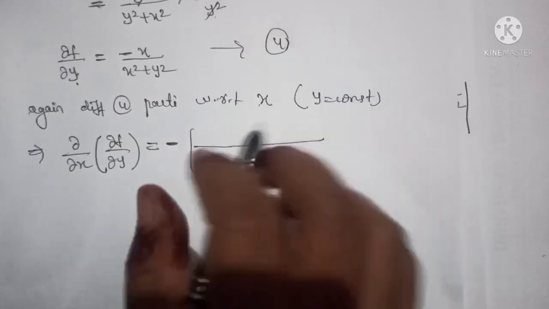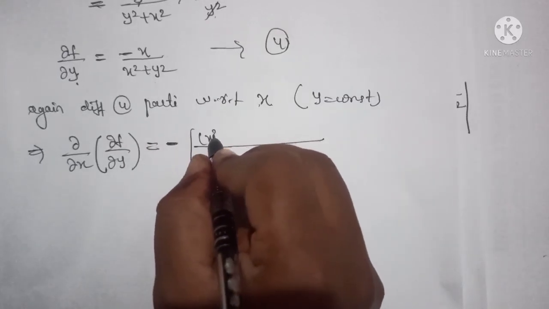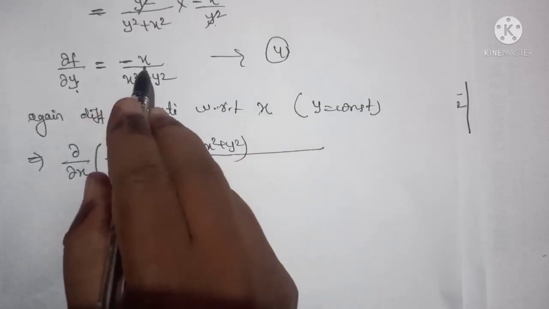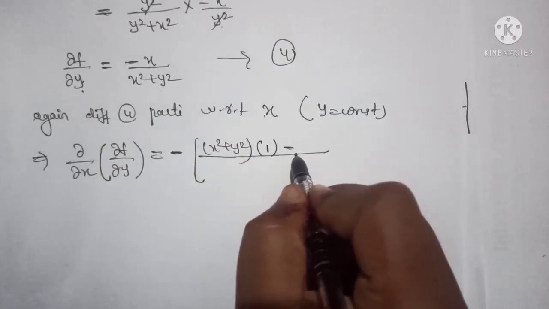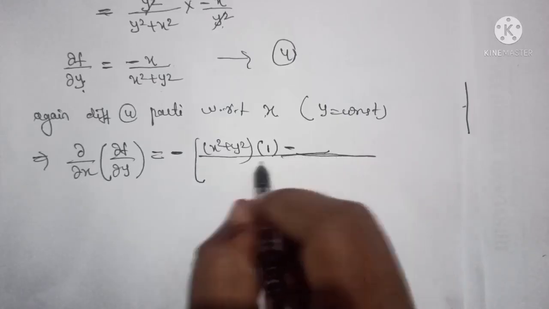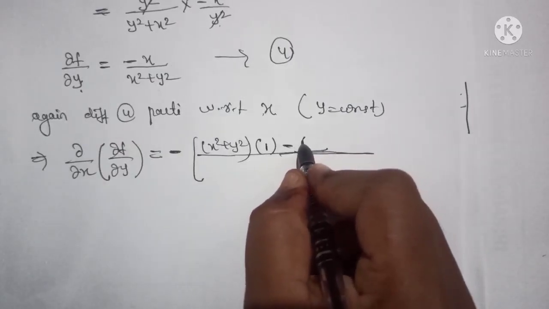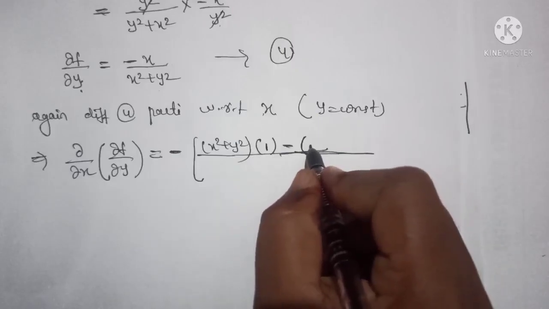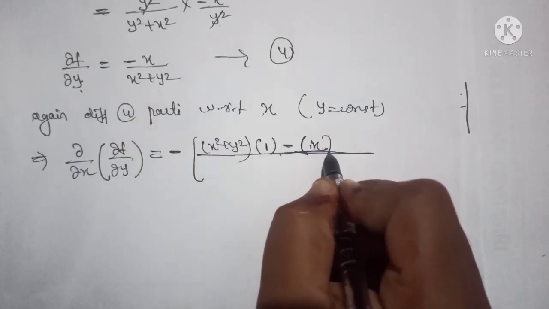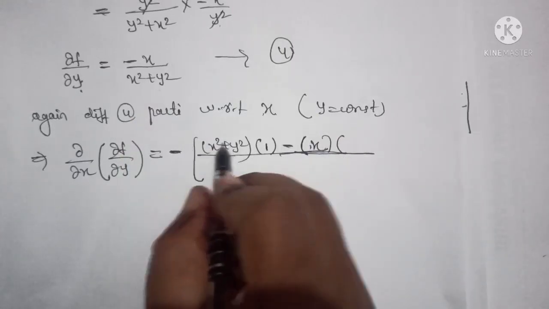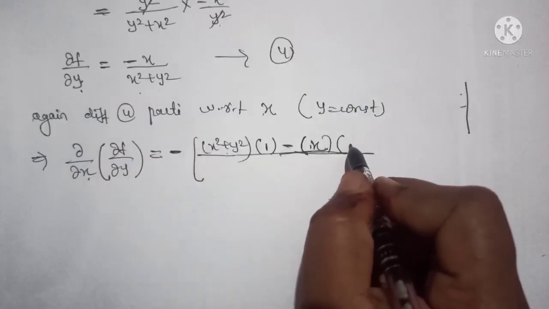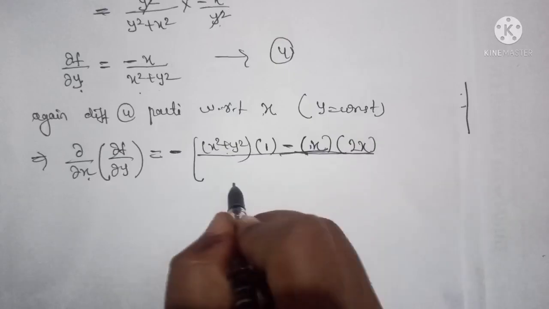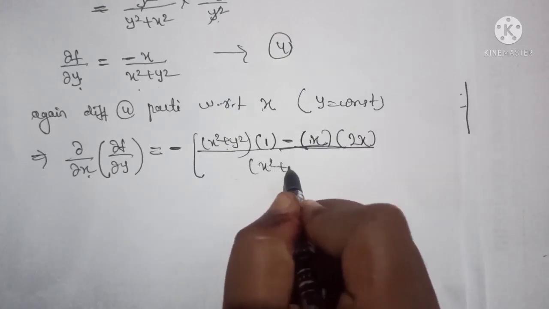denominator square as it is. First denominator as it is, differentiation of numerator, that is 1, minus, so see here numerator as it is, differentiation of denominator, that is x square plus y square, differentiation with respect to x is 2x. Now denominator square as it is.